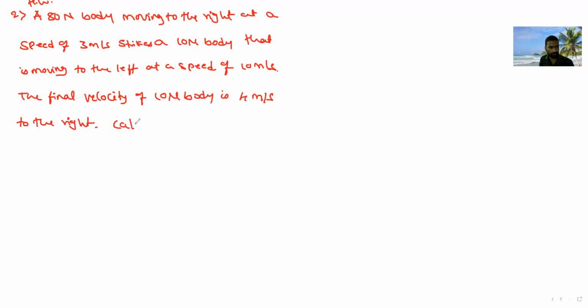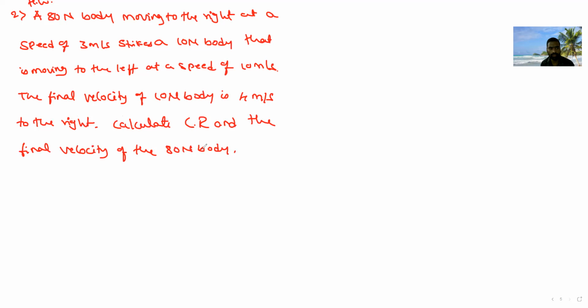Calculate the coefficient of restitution and the final velocity of the 18 Newton body. So here you have to find out the V2 and also the E value. This is homework for you. Take the next problem. A golf ball, no, I will extend.